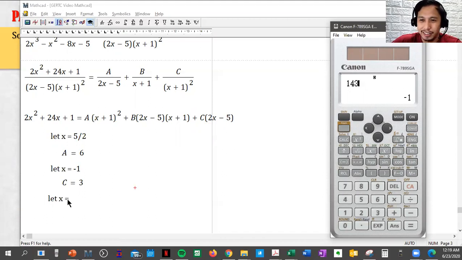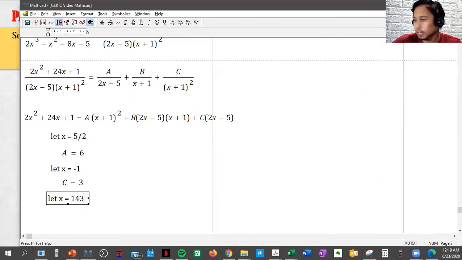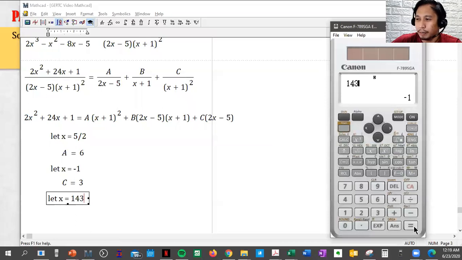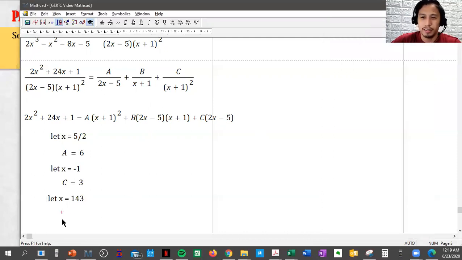If x is 143, what is the value of B? Again, you must do this only if you already have A and C. If you haven't solved them yet, you've got to solve them first, for you to be able to solve B. So A is 6, and C is 3, that's what we got. And B is equal to negative 2. So that's how it goes.